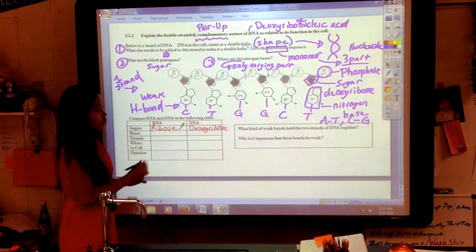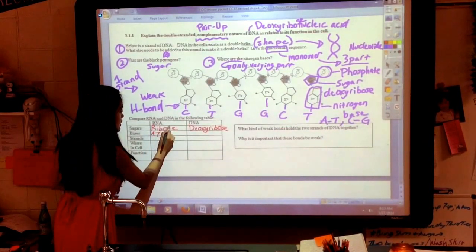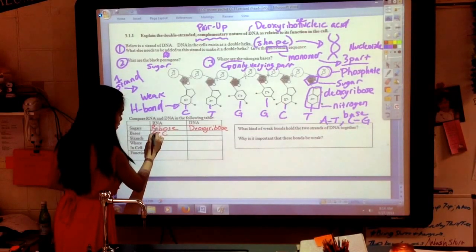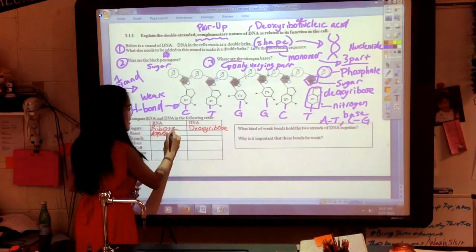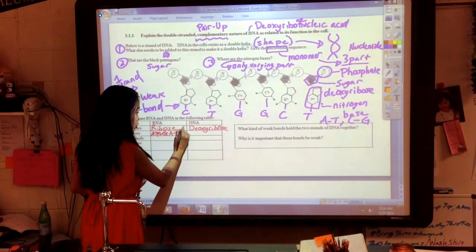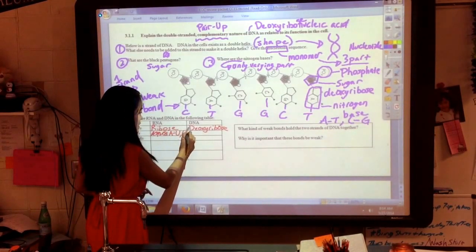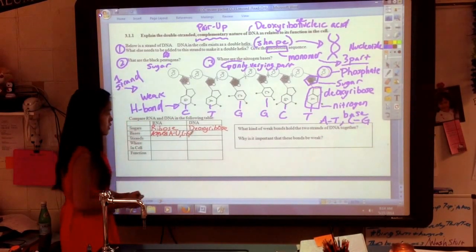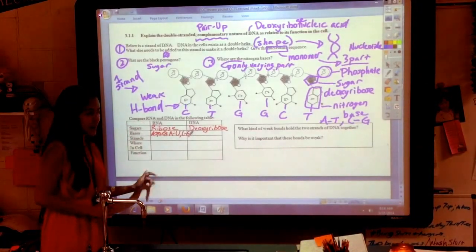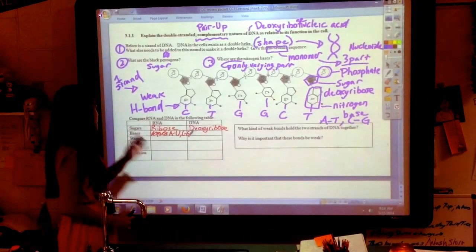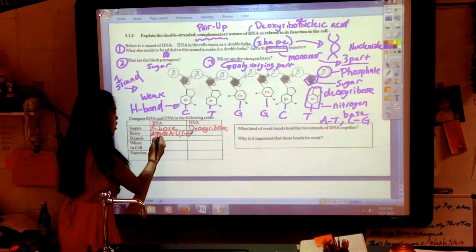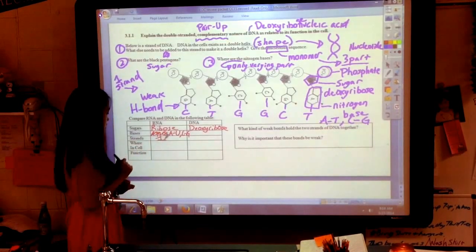In RNA, we have A, T, C. I'm sorry, we don't actually have a T. We have A and a U pairing up, and then C and G. I'm going to fill in the RNA side. I want you to fill in the DNA side. Number of strands, RNA has only one strand.